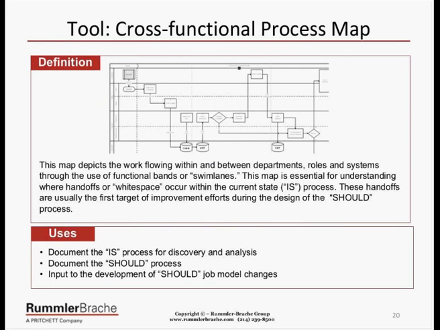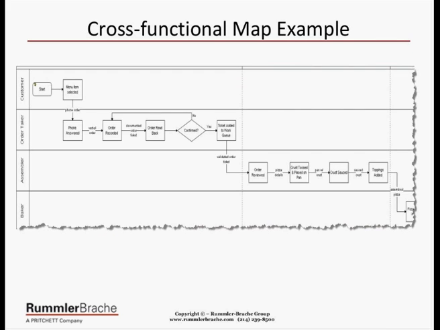Next, we have an example of a cross-functional map. For the pizza, for example, a phone call comes in, they record the order, they read it back to the customer. If it's confirmed, they fill out a paper ticket, et cetera, and so forth. This is kind of the level of detail we'd be looking at.